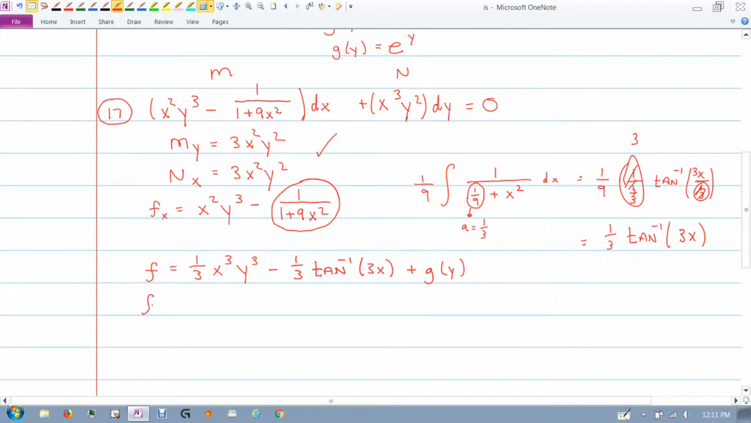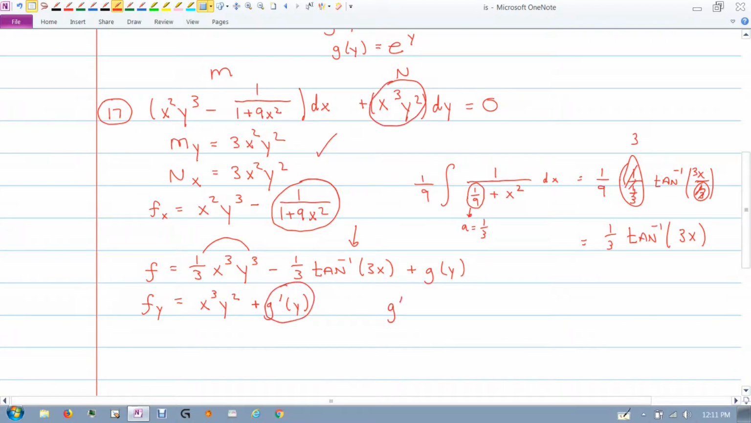So now we take the derivative of this with respect to y. When we do that, the only thing we have to worry about is that 3 coming out. So we're going to have x cubed y squared. And then the derivative of this with respect to y is gone, so we just have plus g prime of y. And that needs to match up with this, which it does exactly so long as this is 0.